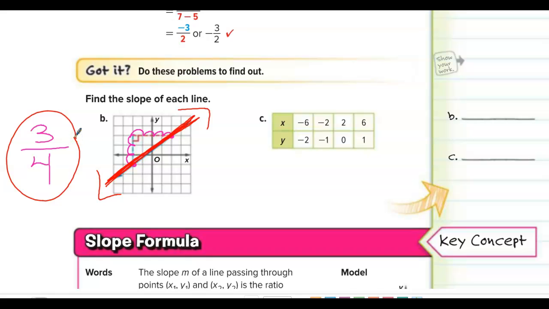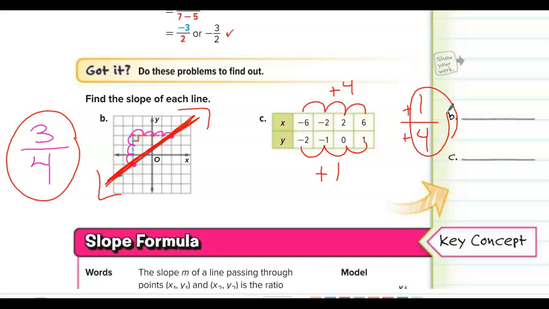Perfect. On C, we've already been doing this for the last few days. What does my x change each time? Plus 4, because I'm getting bigger. What do my y's change, Dalton? Plus 1. What is my change in y, Adriana? Plus 1. Over my change in x, which is what, Haley? So my answer is 1 over 4. And it should be positive because it's increasing.